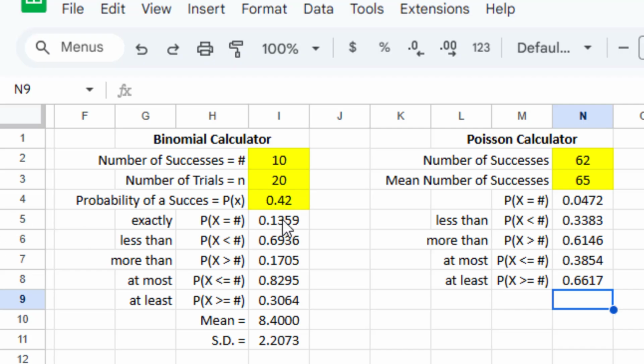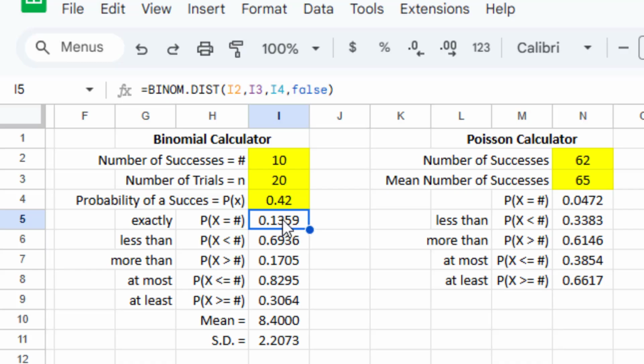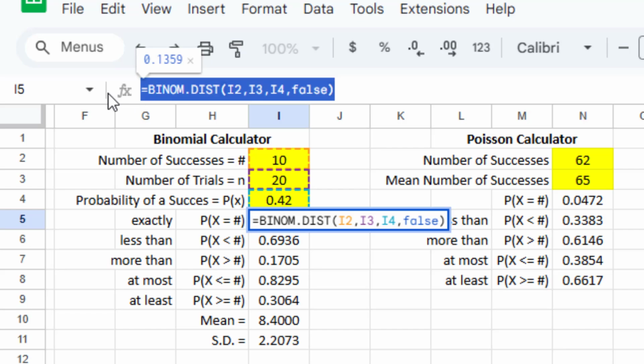Okay, so the first one we're going to do is the probability of being exactly a certain number of successes. So that's the binom.dist function. And the first thing we have to tell it is the number of successes we're looking for. So in this case, 10. And then the number of trials we're doing total. So we're basically running the experiment 20 times, and we want to see half of them come up successes. And then the probability of a success, in this case, we set to be 42%.